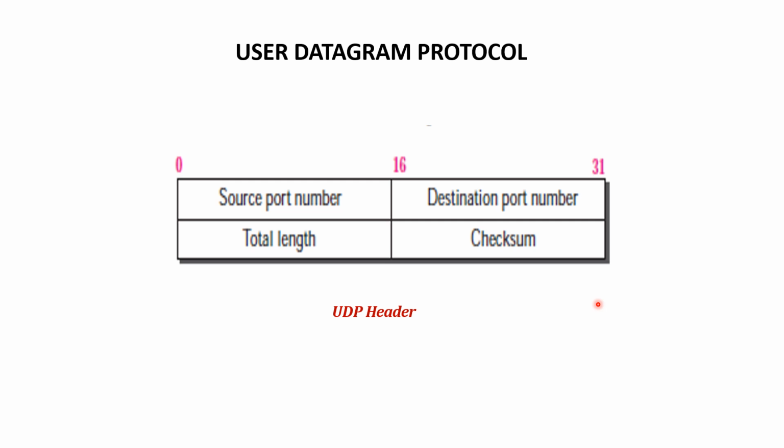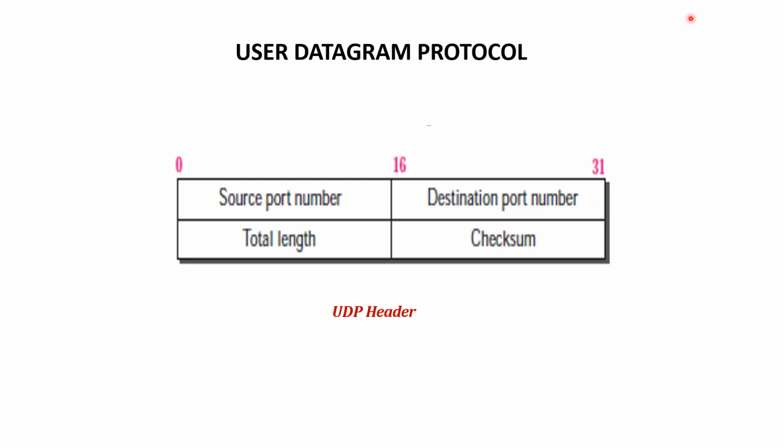The UDP header is a simple, fixed-size part of a UDP packet that contains essential information for data transmission. It is only 8 bytes, 64 bits long, making it lightweight and fast. The components of the UDP header are: source port, 16 bits. It identifies the port of the sending device. It is optional and may be set to 0 if not used.